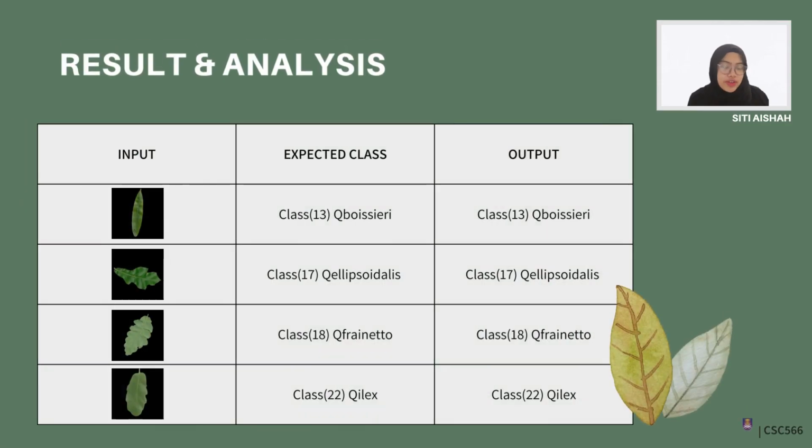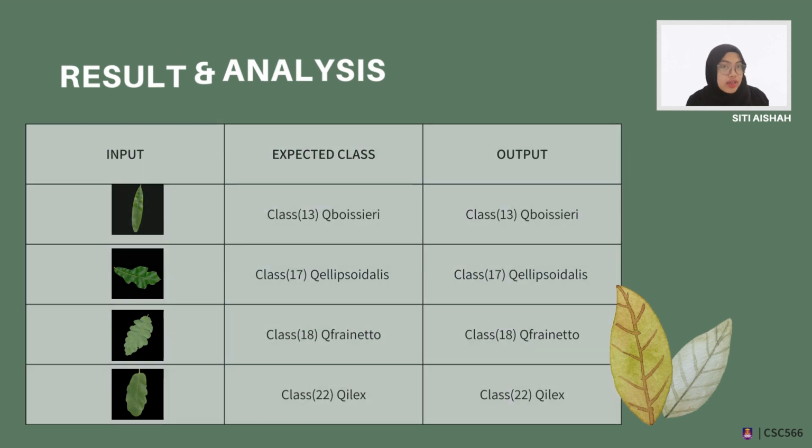So this is the result and analysis for our system. Here we have input, expected class, and output. Supposedly the output must be the same as what we expected. As you can see in this table, all the expected classes are the same as the output, which means our system correctly categorized all the inputs into their classes.